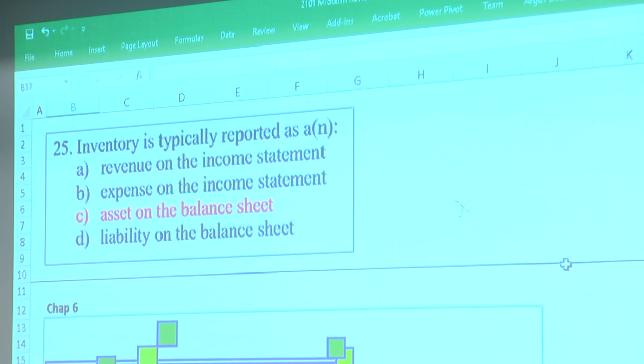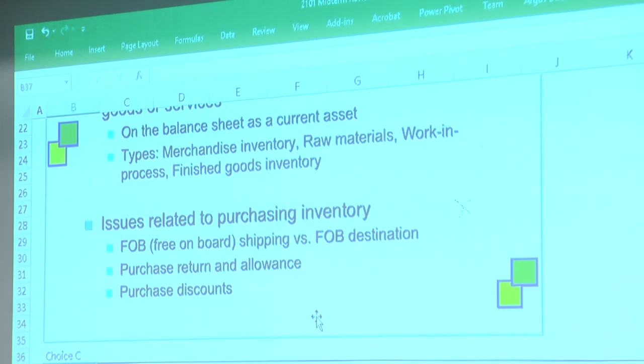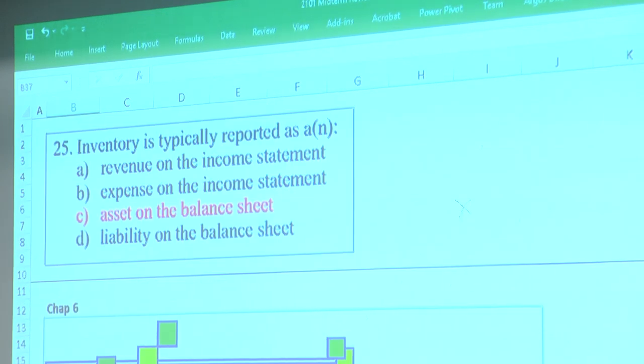Just a reminder, the difference between current assets and long-term assets. Current assets are expected to be used within the next year, and inventory is specifically an item that you plan on selling for revenue, and usually that's very quickly. So they're typically recorded as a current asset. So this is straightforward, choice C.